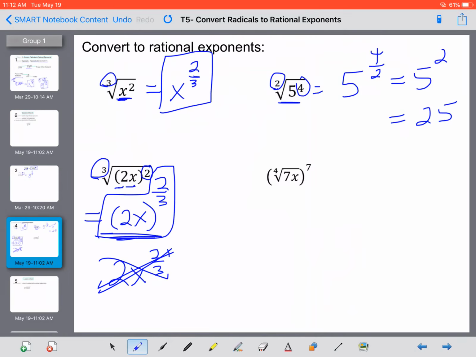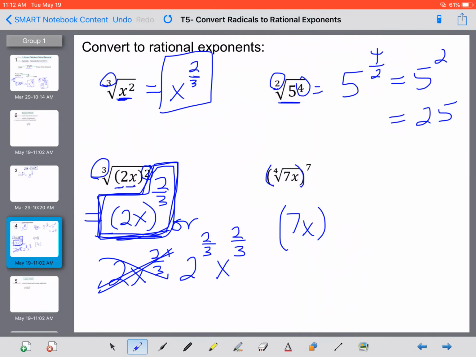You can either write it with parentheses, or you can write 2 to the 2/3 power times x to the 2/3 power. Either of these is equivalent. The parentheses version is probably the easiest and most direct way, but use whatever makes sense to you. The next example is the same thing. The 7 and the x are in parentheses, so we keep them in parentheses. The denominator is 4 and the exponent is 7, so it would be 7x raised to the 7/4 power.